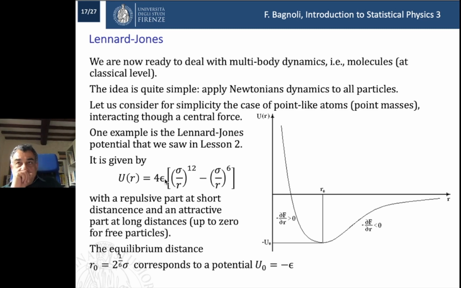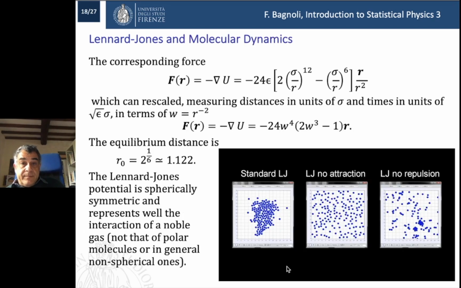Epsilon gives the depth of the potential well, while sigma fixes essentially the equilibrium distance, which is this one, and the equilibrium distance is essentially 2 to the power 1/6 sigma, while this well is minus epsilon. And the force is given by the gradient of the energy, and this is the expression.